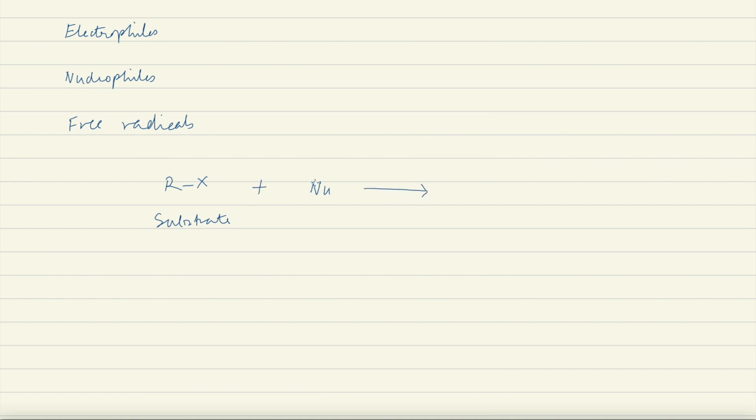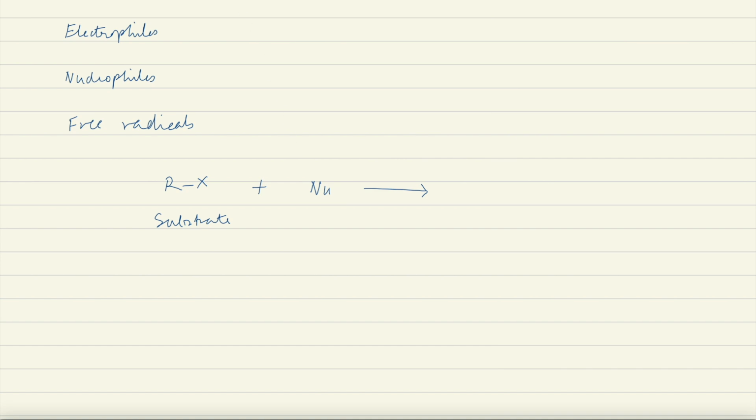So the substrate and the reagent can undergo reaction. Depending upon the reagent that you use, the name of the reaction can also be derived. For example, if you use a nucleophile, then it is a nucleophilic type of reaction. If it is a substitution, then it is a nucleophilic substitution. If it is an elimination, then it's nucleophilic elimination. If it is an electrophile, then you call that an electrophilic type of reaction, so it could be again substitution or elimination. And if it is a free radical, that's a free radical substitution reaction.